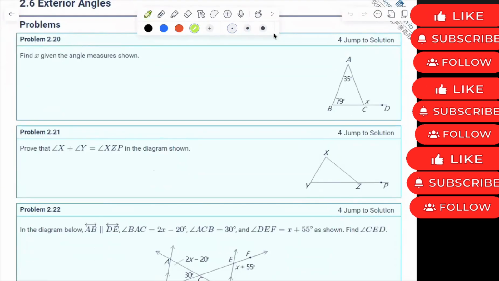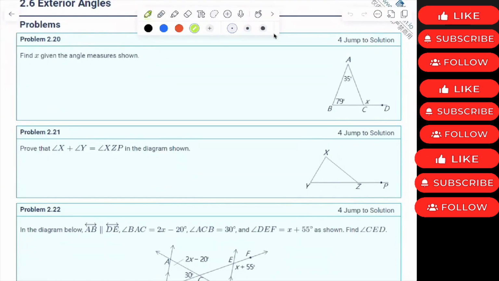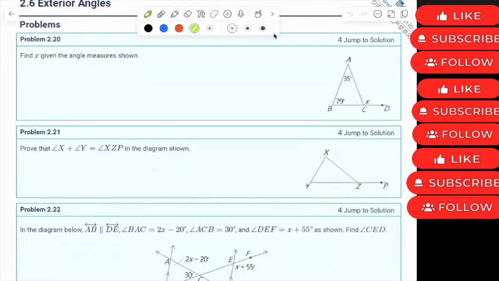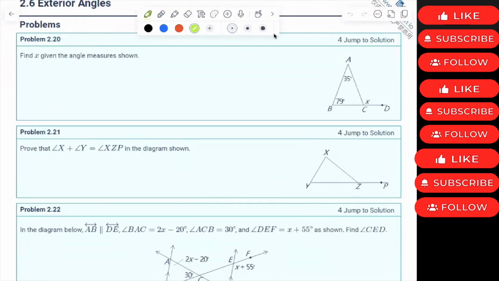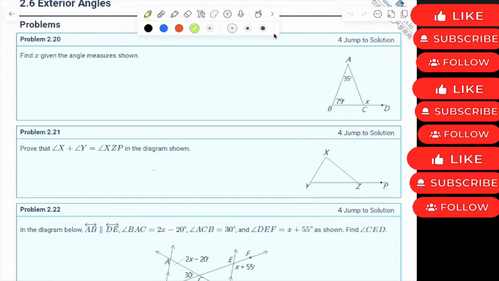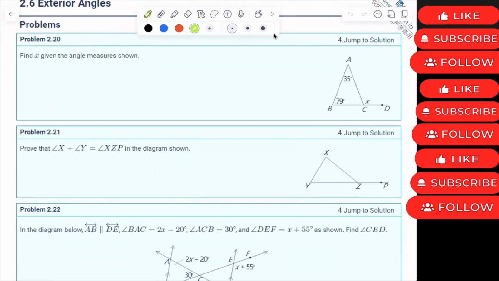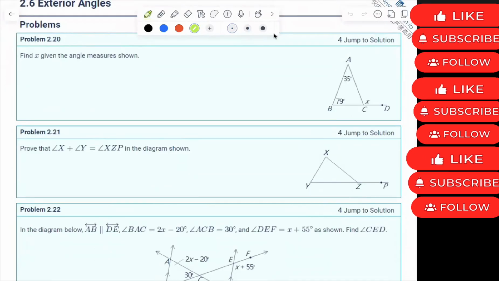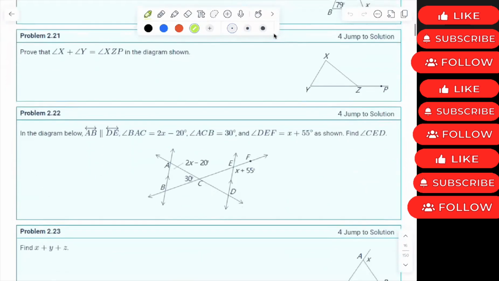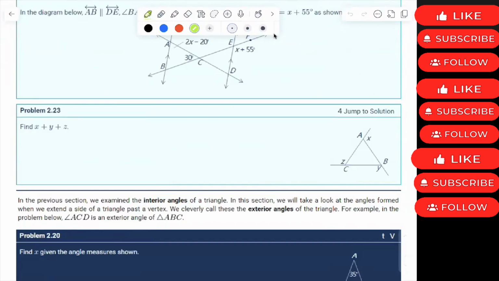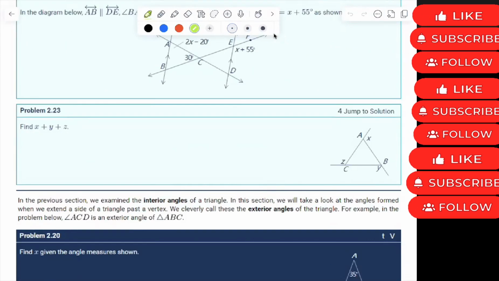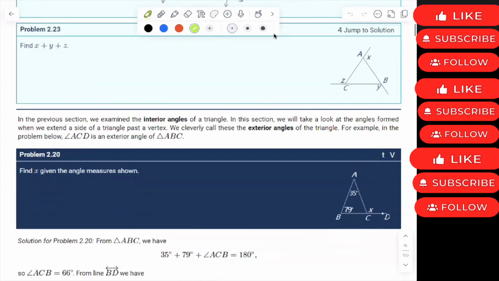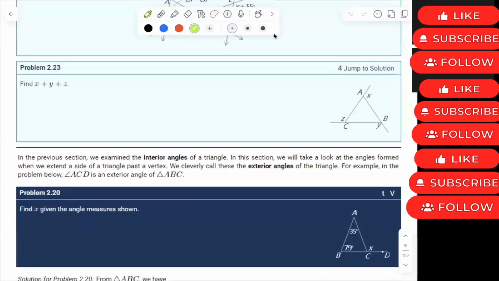I'm pretty sure you guys understand it if you're looking at this recording. As you can see, find x given the angle measures shown. You just need to know that supplementary angles add up to 180 degrees. That's the important part. And the interior angles of a triangle sum to 180 degrees. For most of these questions, that's all you need to know. Or parallel lines also. You can also know about vertical angles. That's mostly all you need to know, right?